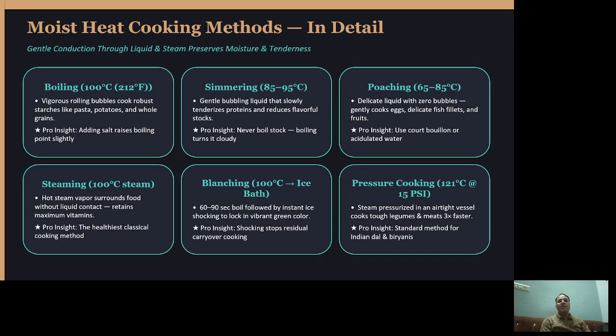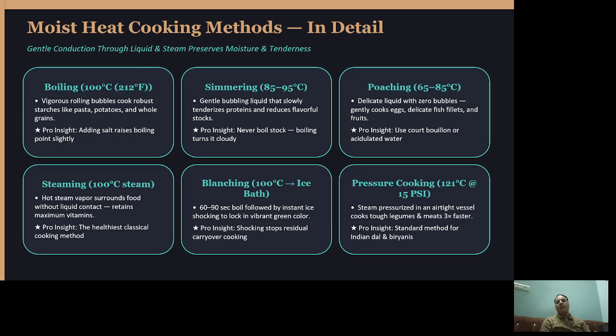Then we have some moist heat methods with us: boiling, simmering, poaching, steaming, blanching, pressure cooking. These all are moist heat methods. Moist means some liquid is required as a cooking medium. Either it is oil, or water, or milk, or some type of stock. So any liquid we need for these types of methods, like boiling, simmering, poaching.